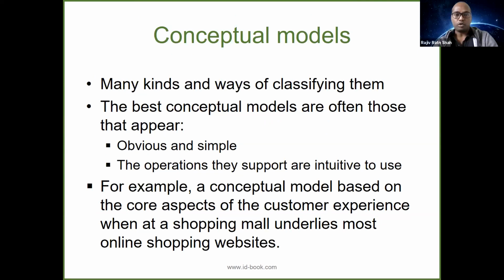In the case of conceptual models, there are many kinds and ways of classifying them. The best conceptual models are often those that appear obvious, simple, and the operations they support are very intuitive to use. For example, in the shopping mall example it's very simple to use: you select some item, put it in the cart, and click payment and it's done, right? Probably you save your card details or address before you start. So in a way, you can achieve one click away. It's like the Amazon patent that we discussed in some of the previous classes.